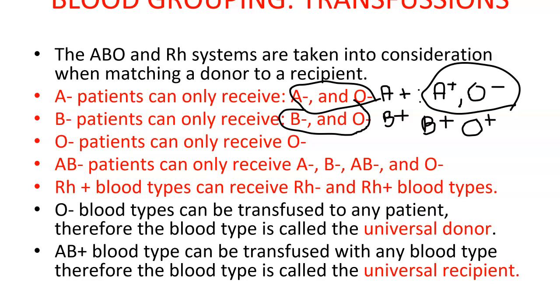An O negative patient can only receive O negative blood. An AB negative patient can receive A negative, B negative, AB negative, or O negative. However, an AB positive patient can receive any type of blood. These are called the universal recipients. AB positive is the universal recipient. It can receive any type of blood, Rh positive or Rh negative. An O positive patient can receive O positive or O negative blood only. So because O negative blood can be given to anybody, this is called the universal donor. O negative is the universal donor, AB positive is the universal recipient.